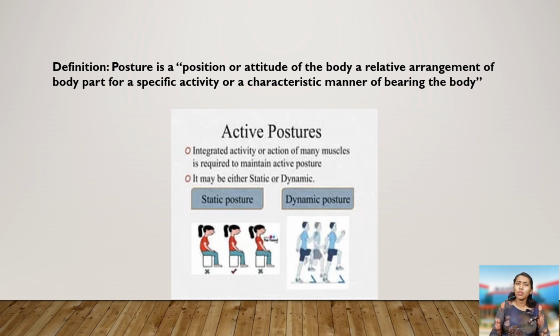There are two types of posture: inactive posture and active posture. Active posture majorly comprises static posture as well as dynamic. Static, like when we are sitting in a straight way and not moving, is your static posture. And dynamic means when you're walking or running. That we'll study further in the gait analysis part.